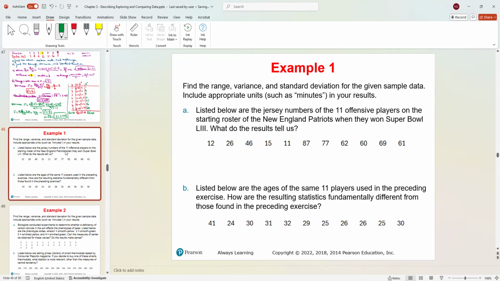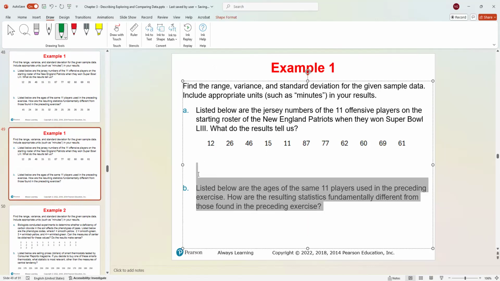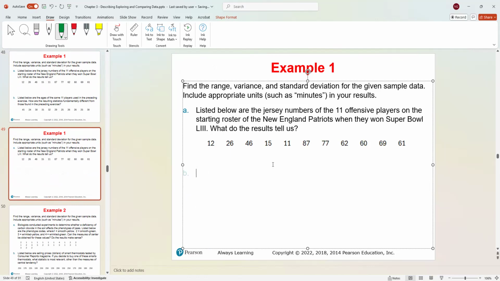All right. For these two examples, I'm just going to do only one and leave every other exercise for yourself. I'm going to do only A. They said find the range.